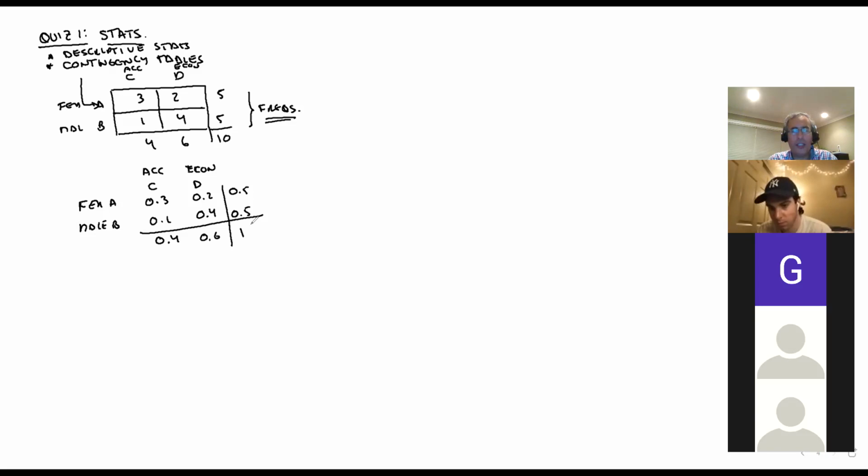Now, you need to understand the concepts here. How do we call the internal numbers? Remember? Well, we don't have a lot of time, so I need to run. I need you to understand what a joint probability is. Basically all the internal numbers are joint probabilities. For example, the probability of randomly selecting a female that is an economist.